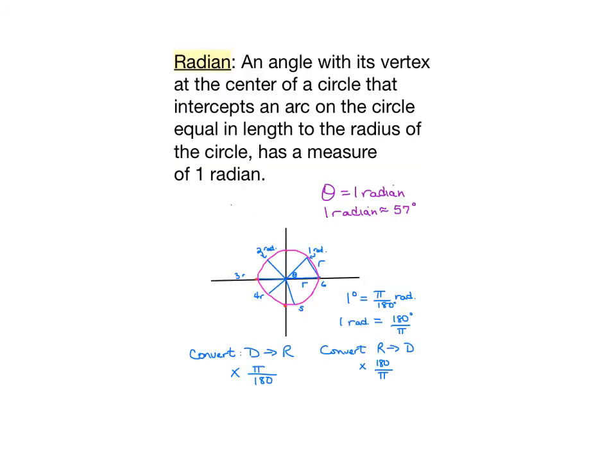So before we begin this, we need to define what a radian is. And a radian is an angle with its vertex at the center of a circle that intercepts an arc on the circle equal in length to the radius of the circle, and it has a measure of 1 radian. So let me show you what this means. I know that was a mouthful.